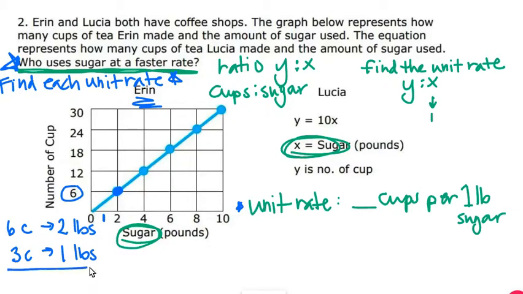Okay. Now let's look at Lucia. Our sugar is x. Here's our equation. I want to know my unit rate. How many cups per 1 pound? Well, if sugar is the x, I need to know 1 pound, so I replace the x with a 1. y equals 10 times 1. y equals 10. So that means 10 cups per 1 pound of sugar.